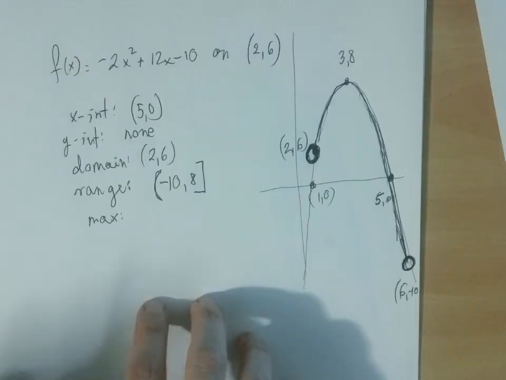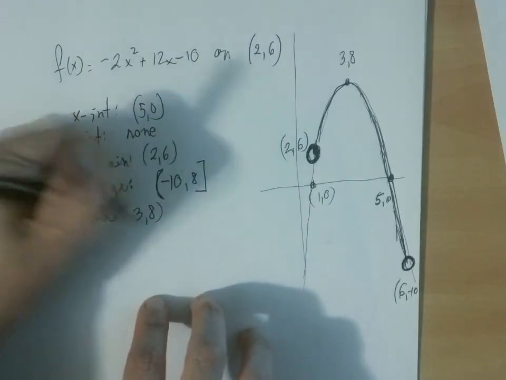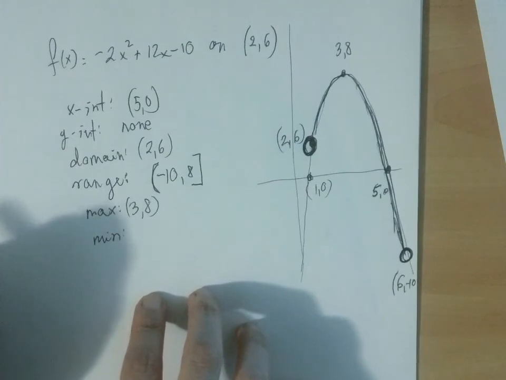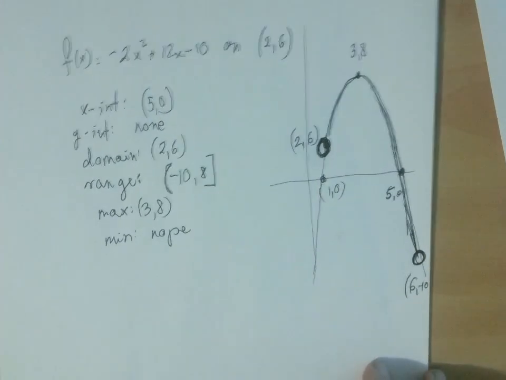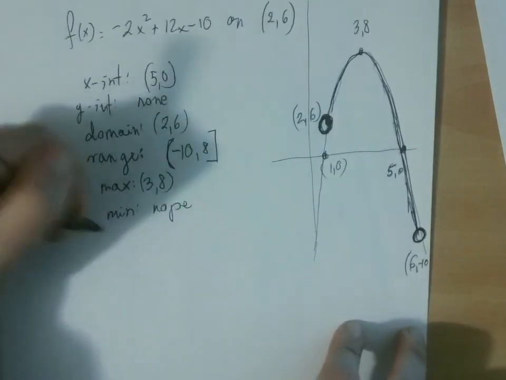The maximum is (3, 8), the vertex. And the minimum, there is no minimum. And finally, this is still not a one-to-one function.